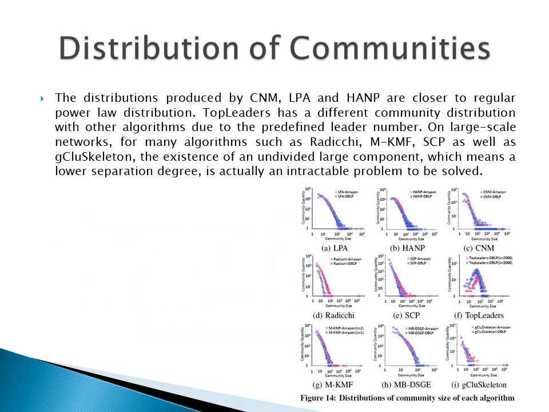The next metric is distribution of communities. So in Figure 14, you can see the distributions of community size of each algorithm. What we can take away from this is the distributions produced by CNM, LPA, and HOMP are closer to regular power law distribution. Top leaders has a different community distribution with other algorithms due to the predefined leader number. On large-scale networks, for many algorithms such as Radicai, KNMF, and SCP, as well as Skeleton, the existence of an undivided large component, which means a lower separation degree, is actually an intractable problem to be solved.